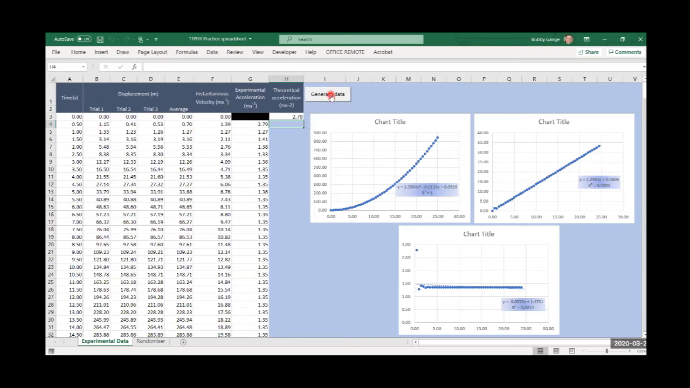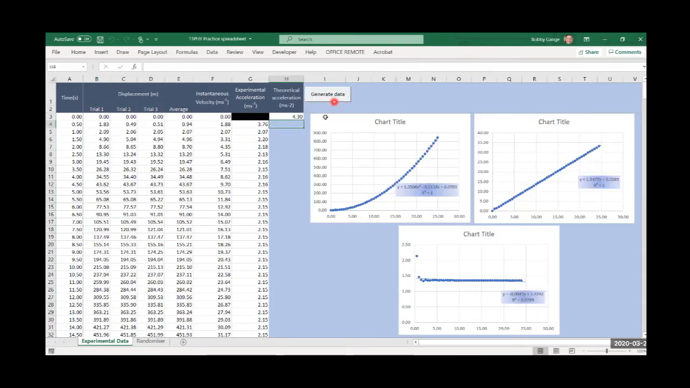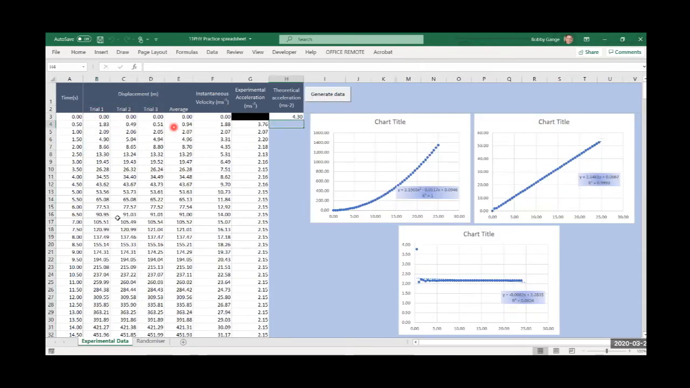All right. So, for those people who can generate the data, can you generate data, please? And you should see that it will populate the columns here, and you should see that you will have a theoretical acceleration of 4.3 meters per second, or whatever it is that shows on yours. Mine says 4.3. Yours will say something else. You should also see a whole stack of displacements here.